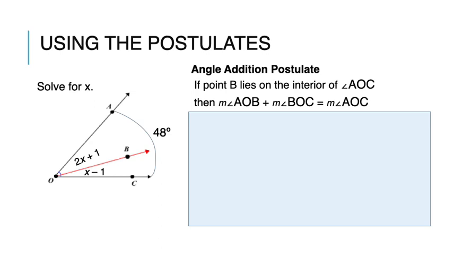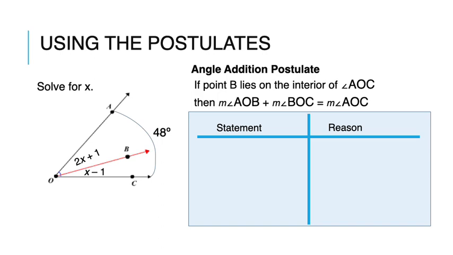And the angle addition postulate, if you are not familiar with it, says if point B lies in the interior of angle AOC, then the measure of angle AOB plus the measure of angle BOC is equal to the measure of angle AOC. And we can think of it like part plus part equals whole. So to solve for x, we're going to start with a two-column proof, statement and reason. And what we're going to do is write an equation where we're going to apply the angle addition postulate. So the part that has the expression 2x plus 1 plus the other part, x minus 1, is equal to 48. That is the angle addition postulate.